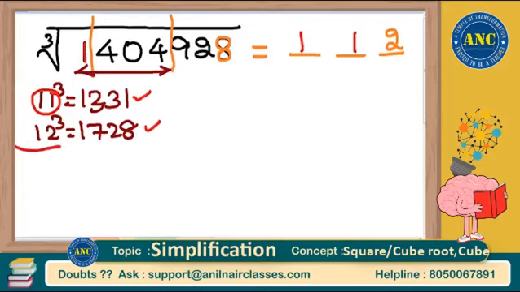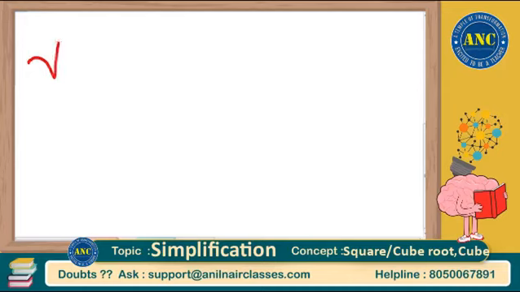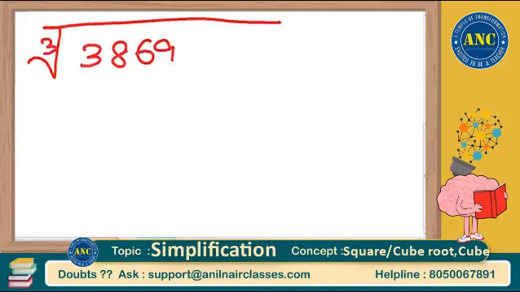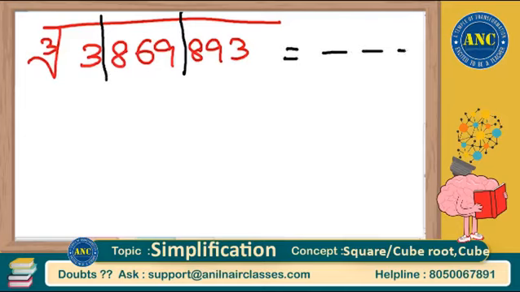Last question probably in this particular concept. I believe that my students can answer it very fast. Cube root of 3869893. Make a group of 3. That means the answer should be a 3-digit number.